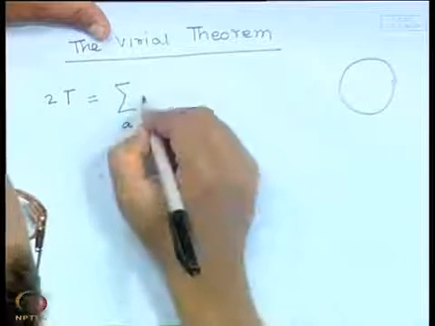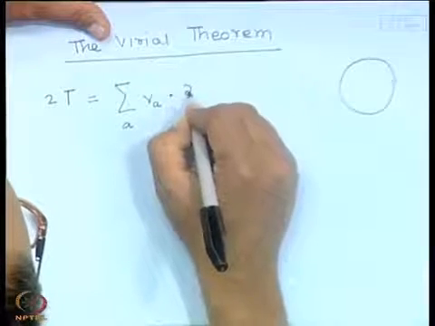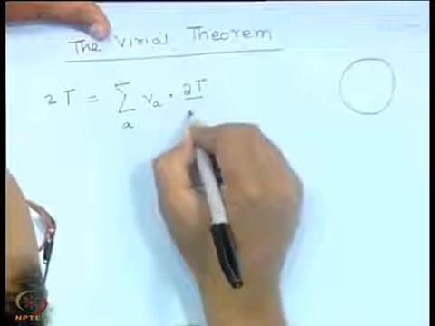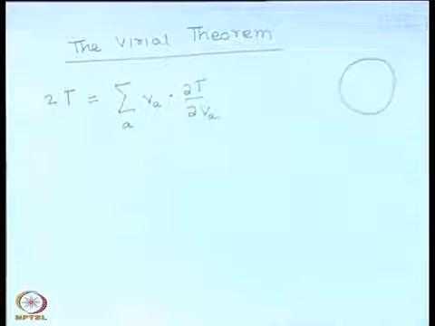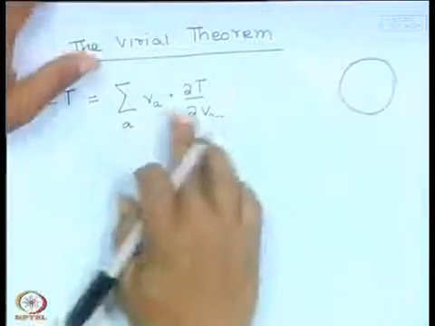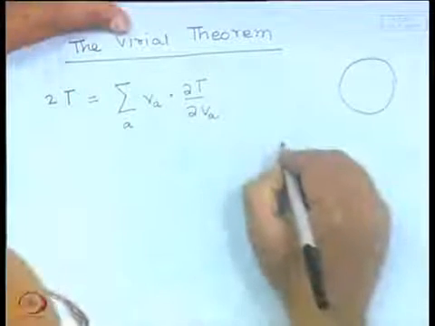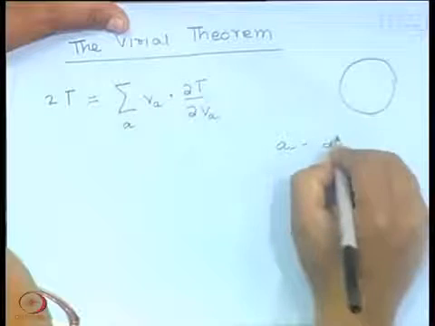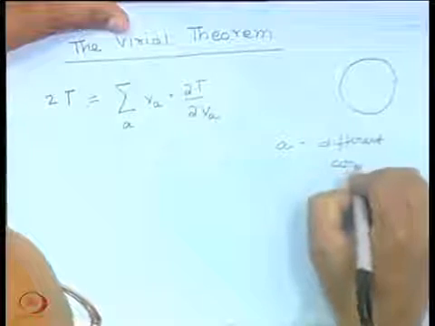sum over A of v_A dot del T by del v, where the system that we are considering may have many particles and these are labeled by A, and the v's are vectors. By this derivative there is a dot product here, so you have to differentiate with respect to different components. I am using some very short notation. A refers to different components of my system.